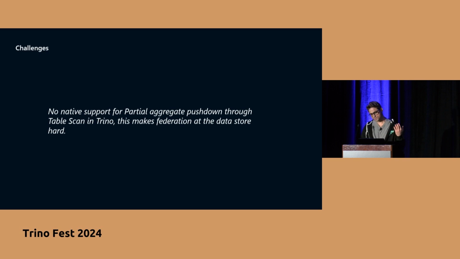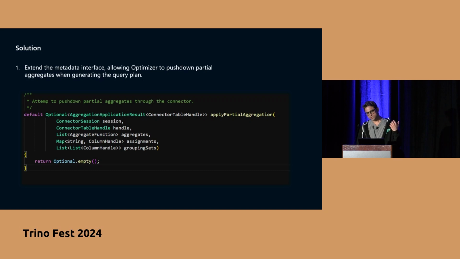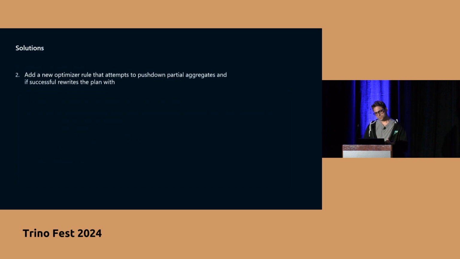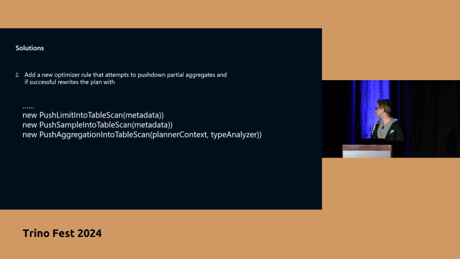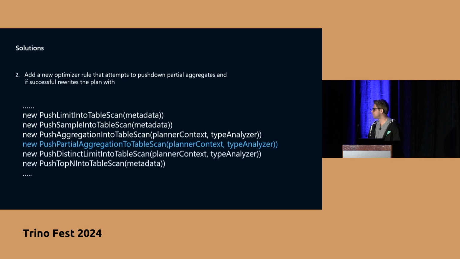So after looking at how Trino does all the optimizations for connectors in general, what we decided to do was solve this problem by extending the metadata API for connectors, where the optimizer can ask the connector, hey, do you support partial aggregate pushdown? And if the connector responds, yes, I can, we added an optimizer rule that understands the result of that pushdown operation, and then rewrites the query plan based on what aggregations were included in the query. And that really helped us work around the problem of aggregates not being pushed down to the SQL Server level.